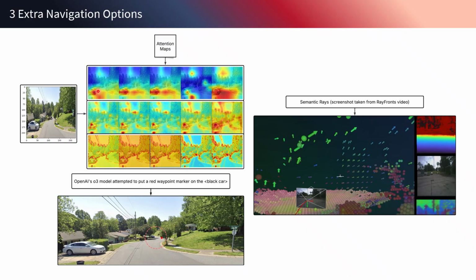And then another direction is the waypoint generation. Based on the previous projects and even on the example here, where we asked the O3 model to put a red marker on a black car, it did pretty well overall if you think about it. The black car is actually here and the waypoint is here. But then the question is how to project it, since we use the stereo camera with depth.